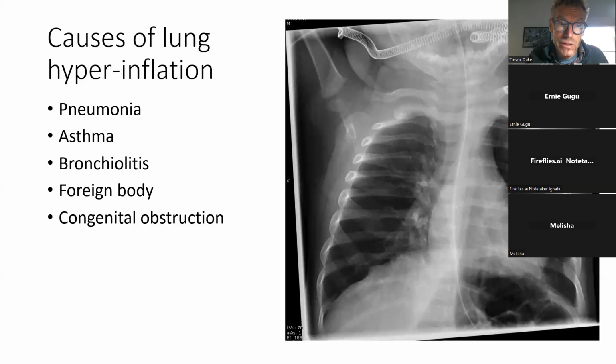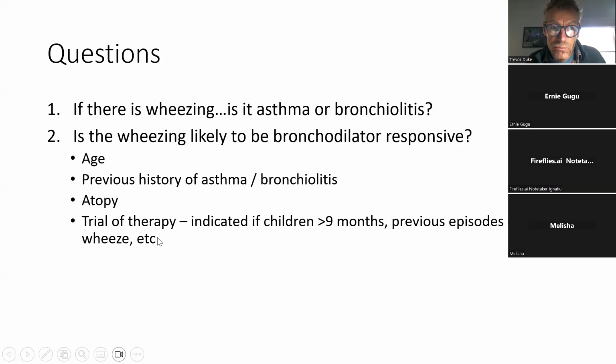So asthma, pneumonia, of course, but this doesn't look like pneumonia. It looks like large lung volume disease, asthma or bronchiolitis, or perhaps an inhaled foreign body even, or congenital airway obstruction. And the questions you need to ask in a child who's got large lung volumes and wheeze: is it asthma or is it bronchiolitis? That's often the question that people ask, and it's difficult to answer.